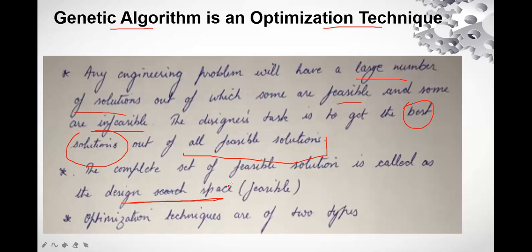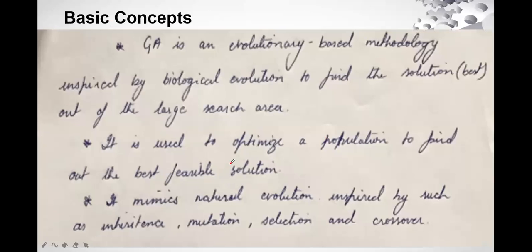Now optimization techniques can be of different types. What are the basic terminologies or concepts we are using in genetic algorithm? First of all, genetic algorithm, as we have seen in the earlier lecture also, is an evolutionary based methodology, based on the concept of biological evolution. So it is inspired by biological evolution. That is what I was telling you, to find the solution out of the large search space or search area. So out of this large search area, we are going to find out the best solution with the help of the methodology of biological evolution.